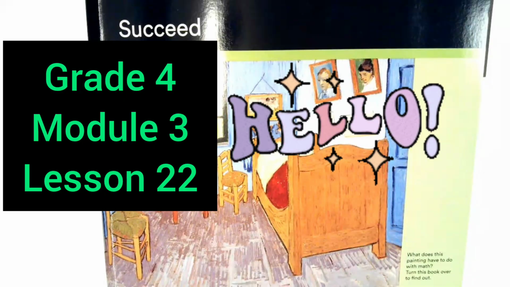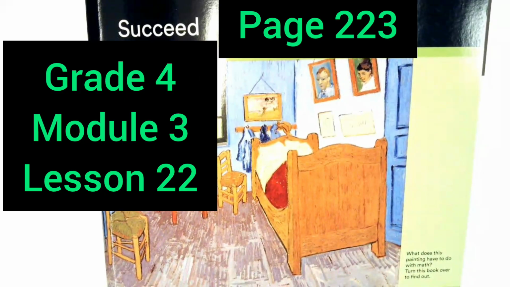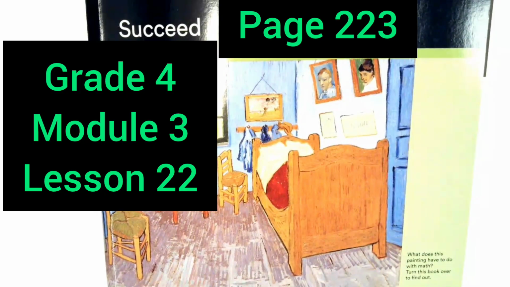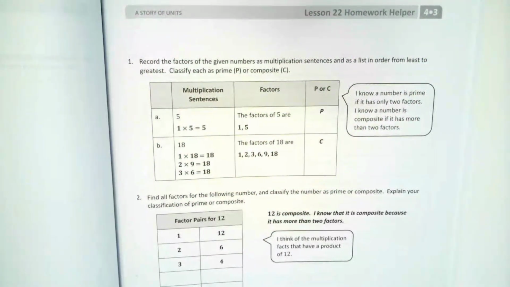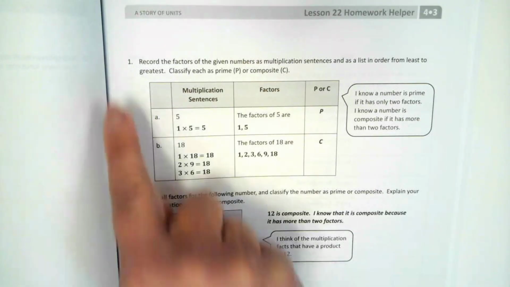Get your Succeed book. Open to page 223. Let's look at the Lesson 22 homework helper. Today we're looking at factors and multiples and prime and composite numbers.